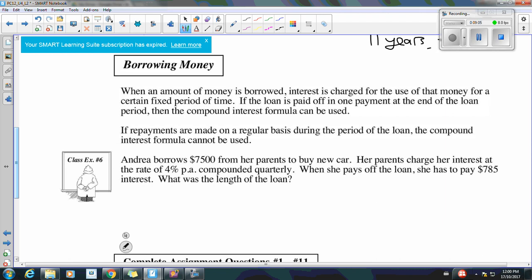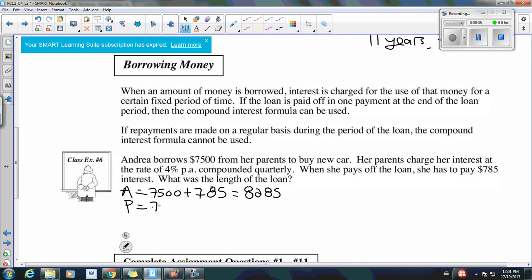Andrea borrows $7,500 from her parents to buy a new car. Her parents charge her interest at a rate of 4% per annum compounded quarterly. When she pays off the loan, she has to pay $785 in interest. What was the length of the loan? These questions are very similar. The final amount she owes is the amount she took out plus the $785. So in total, she now owes $8,285.